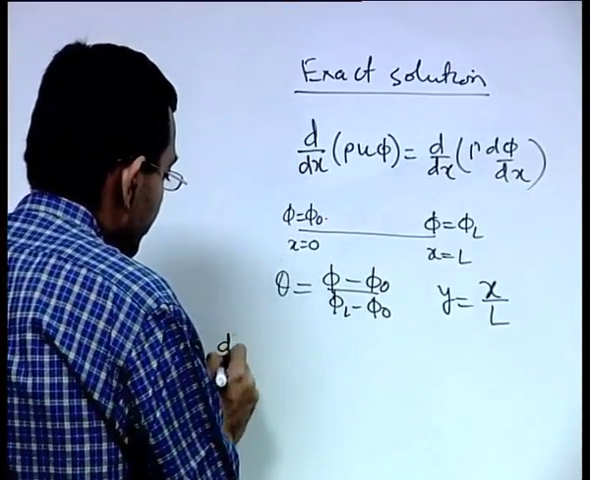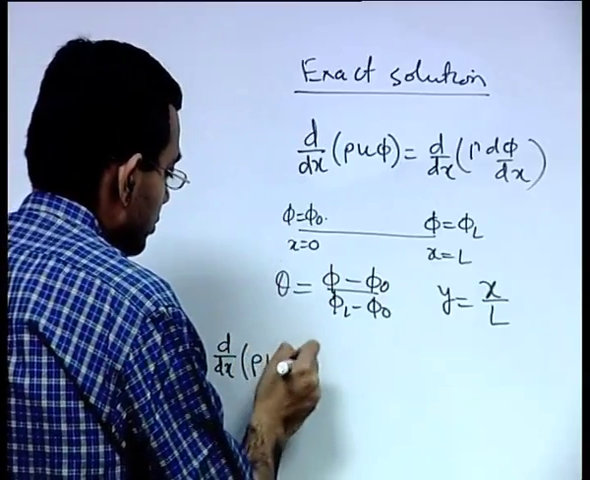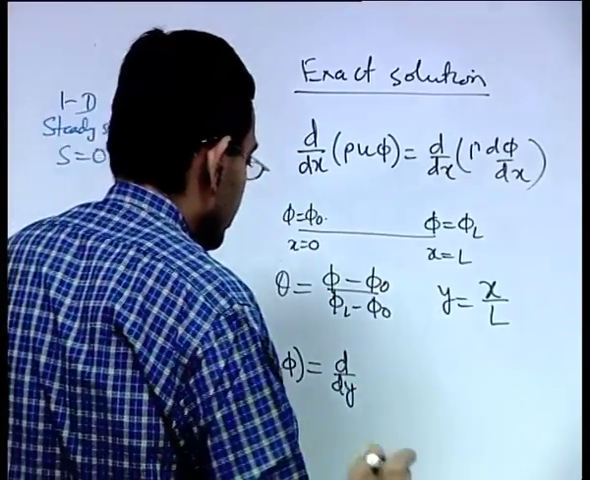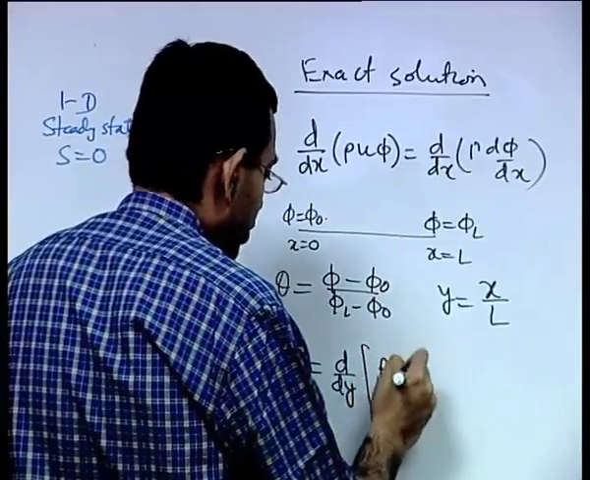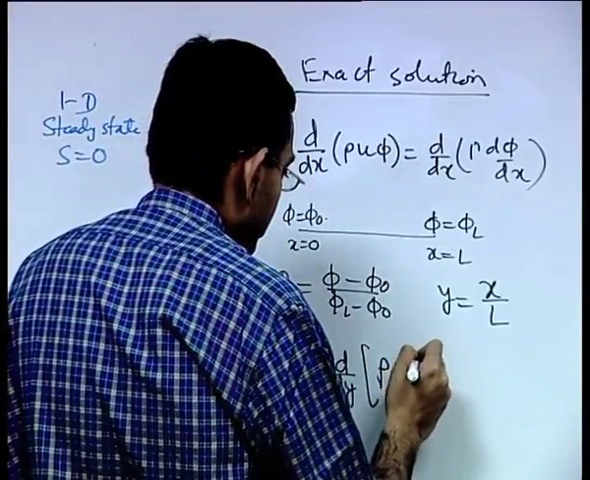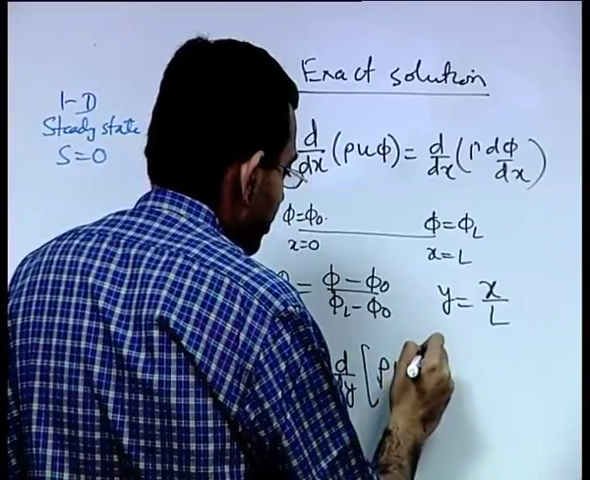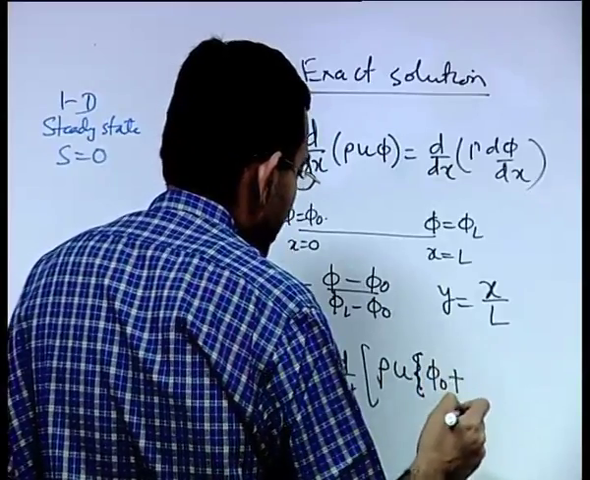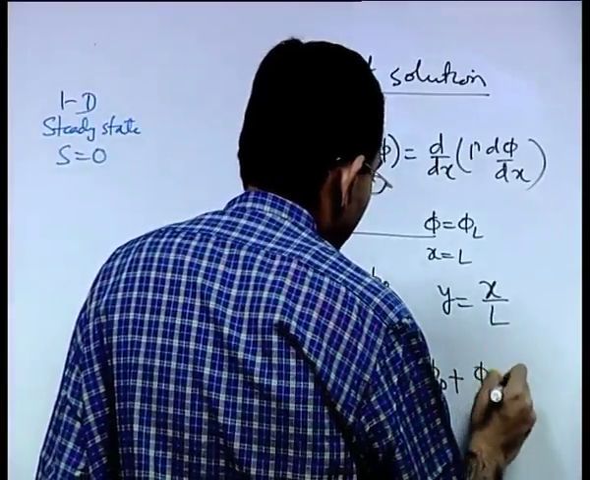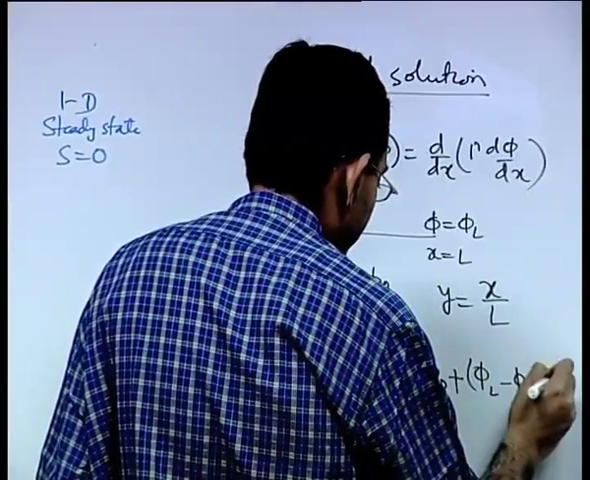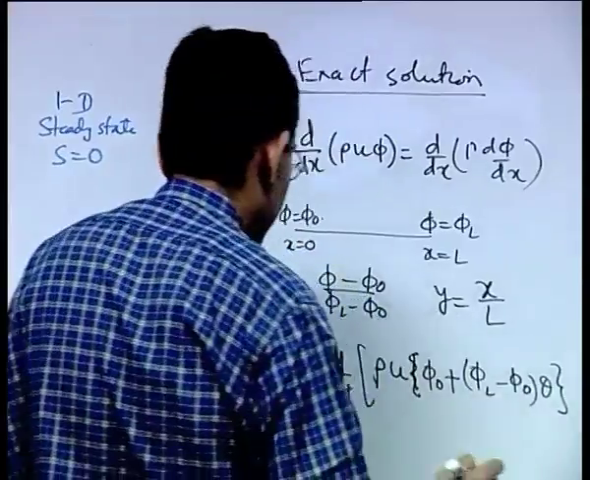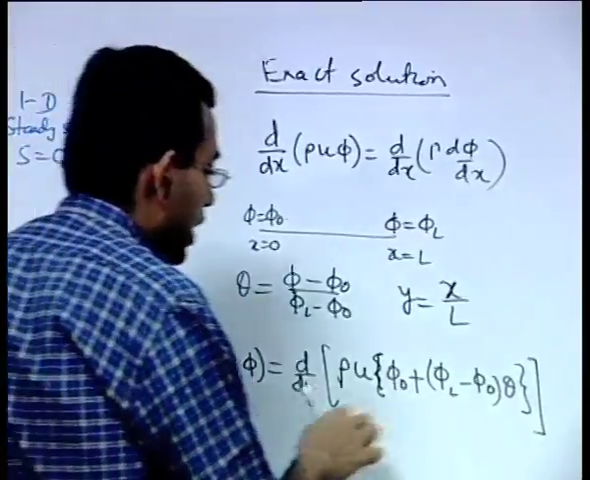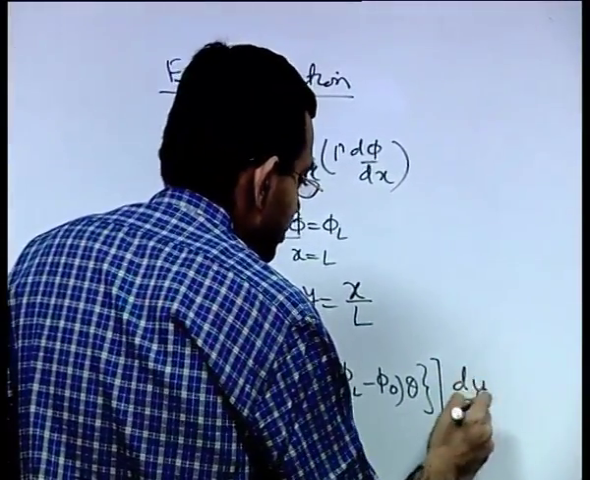So d/dx of rho u phi is equal to d/dy of rho u, in place of phi you can write phi 0 plus (phi L minus phi 0) into theta. So d/dy of this into dy dx.